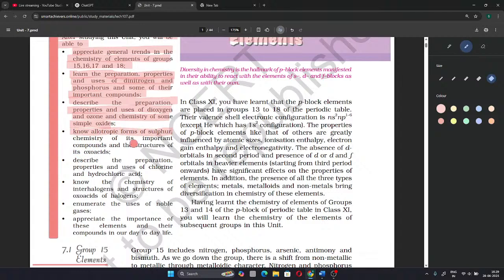Know allotropic forms of sulfur, chemistry of its important compounds and the structures of its oxoacids. Describe the preparation, properties and uses of chlorine and hydrochloric acid. Know the chemistry of interhalogens and structures of oxoacids of halogens. Enumerate the uses of noble gases. Appreciate the importance of these elements and their compounds in our day-to-day life.